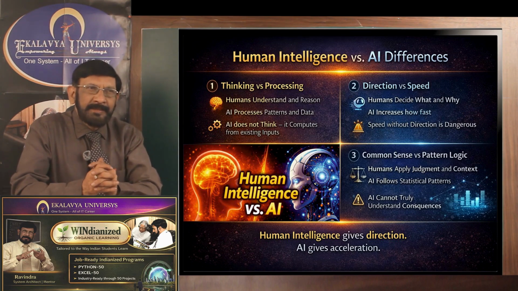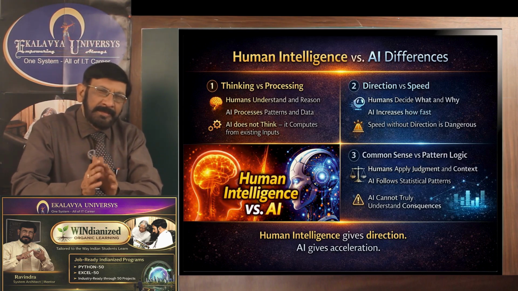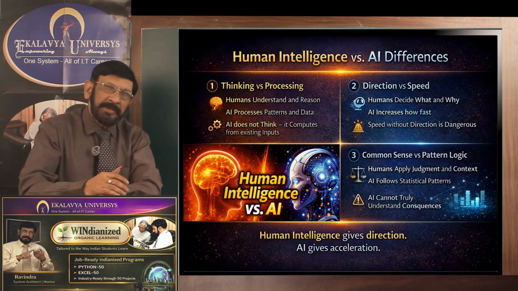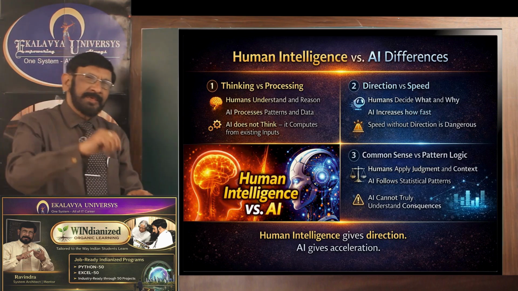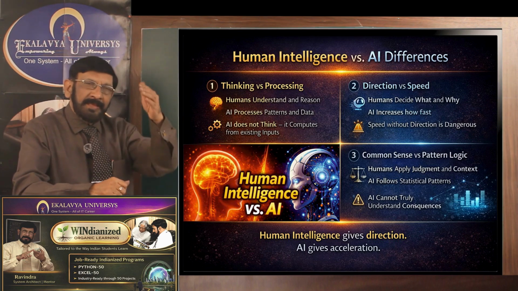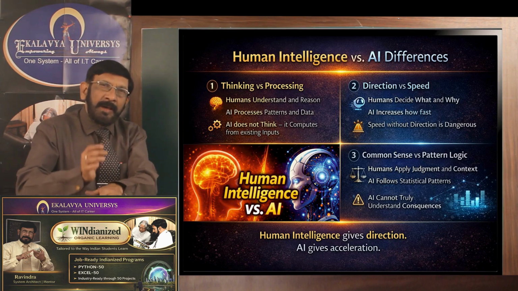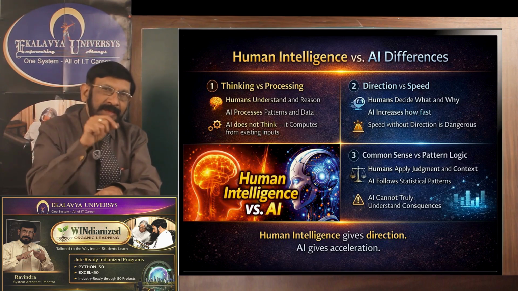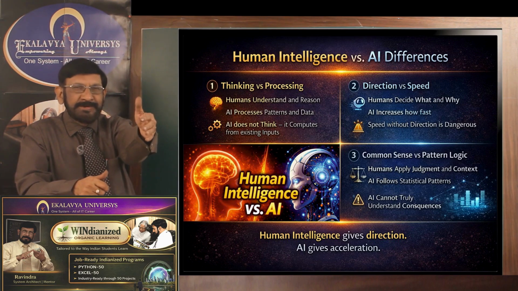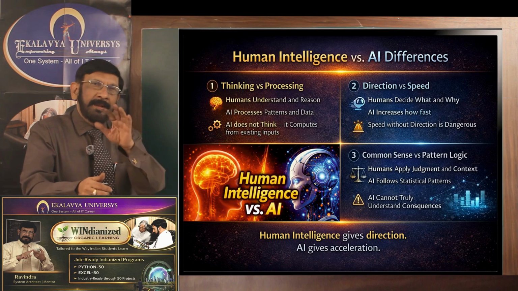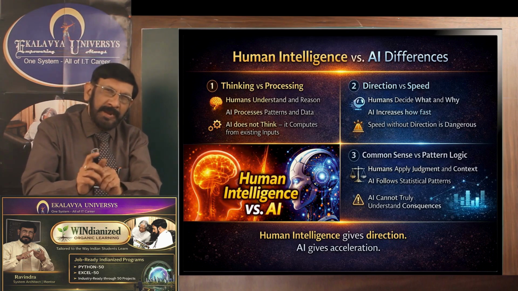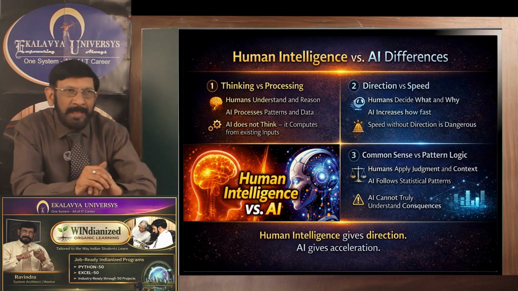The second one is direction and speed. AI is like a powerful horse. It can run many times faster than the human being, but it has no destination, no direction, no control at all. Once a person rides on it, there will be a clear destination, clear direction, and there is control over the speed. Remember this example.